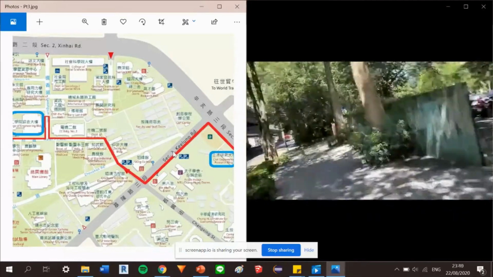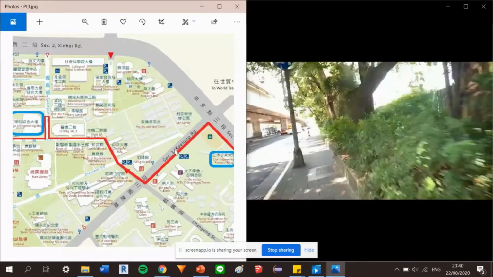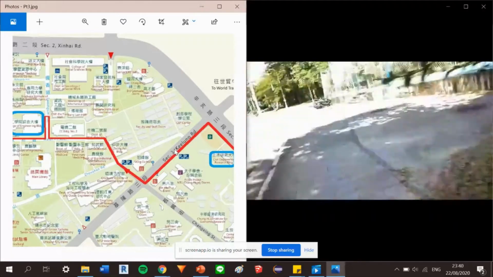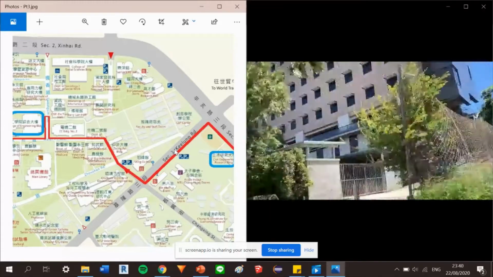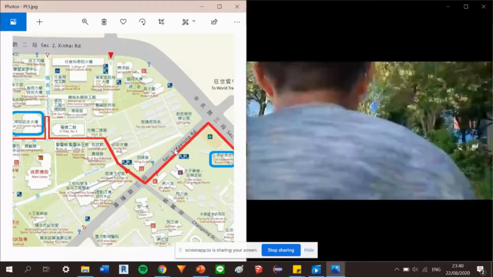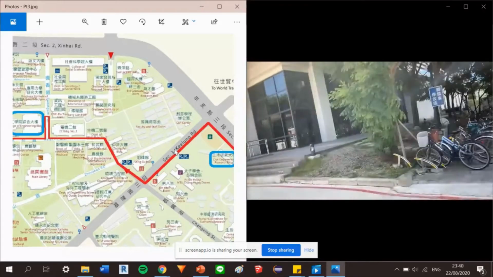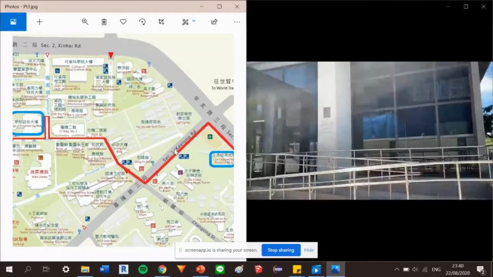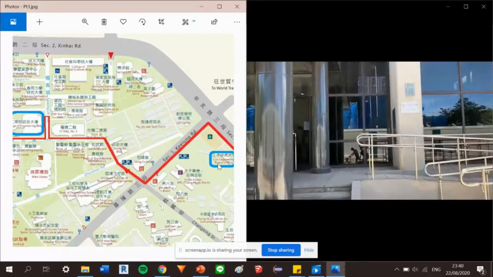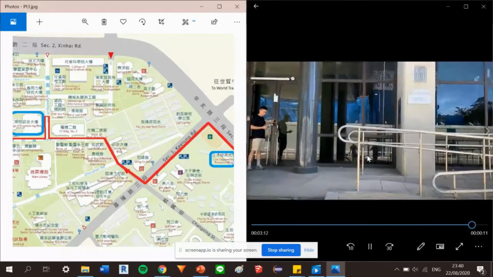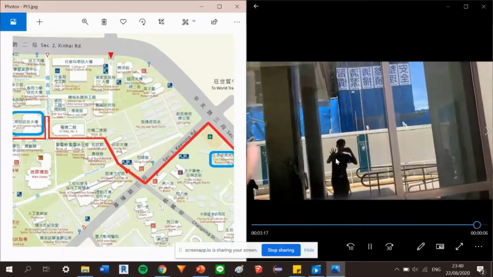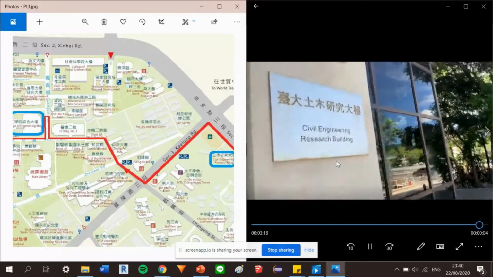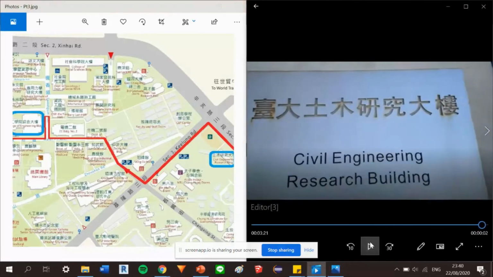And in a while, on your right side, it will be the Civil Engineering Research Building. This one on the right. And on your left side, the view is Taipei 101. So it's kind of cool. And here's the last place, called Civil Engineering Research Building. And there's a goodbye from Joel. Yep, we're here. And so that is it for the campus tour.